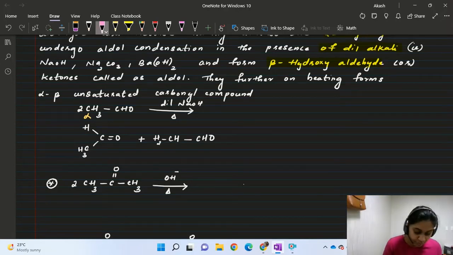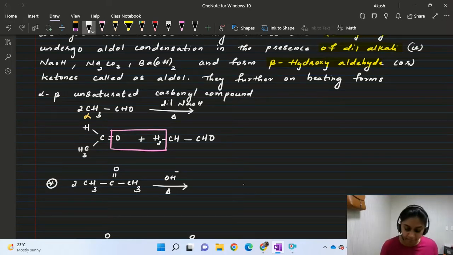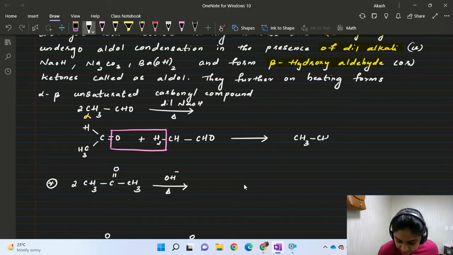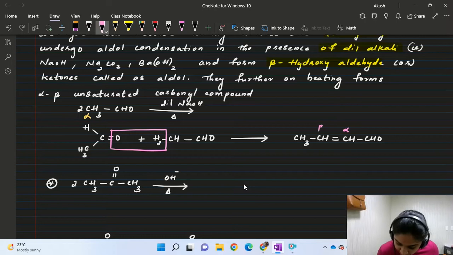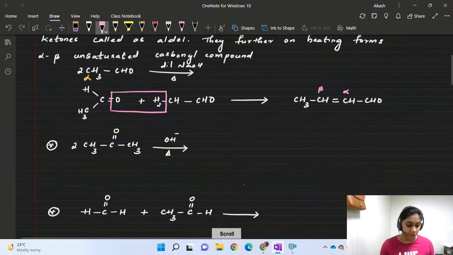Right? So from here the water molecule is eliminated. Just eliminate your water molecule and connect both the carbons by a double bond. That's all. This is your product. Double bond CH, CH2. This is alpha, this is beta. So it is an alpha beta unsaturated carbonyl compound. Very simple. Now let's move on to the second example.